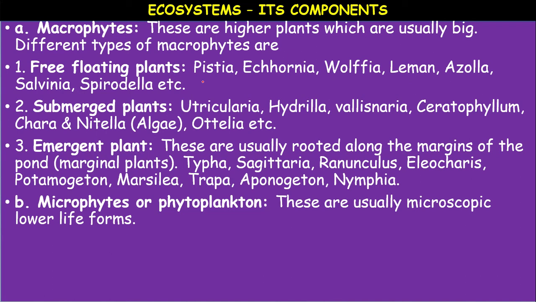Okay, the examples are very important. Free floating plants, their structure, and why they float on the surface: all those things you will study in the higher class. For your understanding, I am giving a brief explanation. Free floating plants consist of a special tissue called parenchyma, which is filled with air. The tissues inside are filled with air, so they float freely on the water. Examples: Pistia, Eichhornia, Wolffia, Lemna, Azolla, Salvinia, Spirodela. These are all examples of free floating plants.